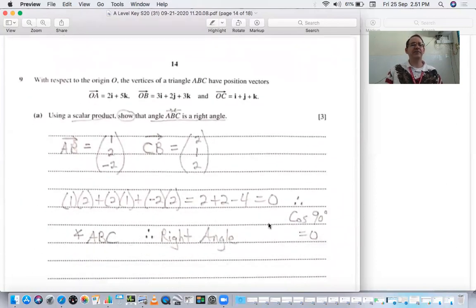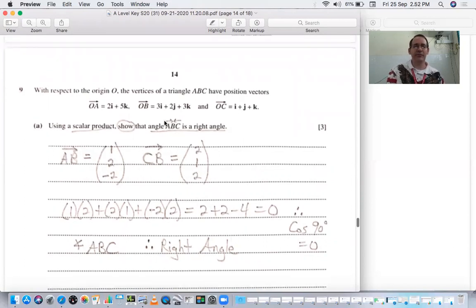Now we go into vectors. With respect to the origin, the vertices of a triangle ABC have position vectors OA, OB, and OC accordingly. Use a scalar product to show that angle ABC is a right angle. Make sure when you're working with angle ABC and you're going to be using a dot product, that you either work from the outside in or from the inside out. In other words, use AB and CB or use BA and BC.